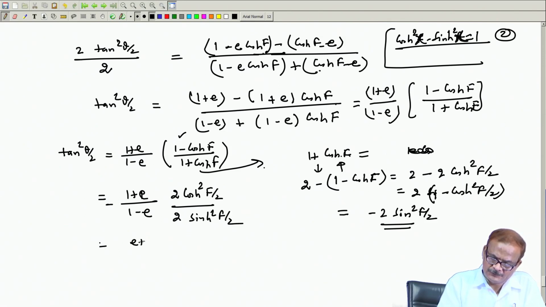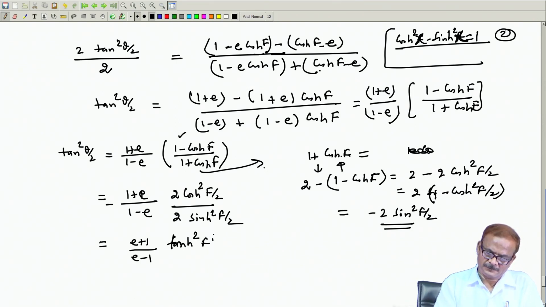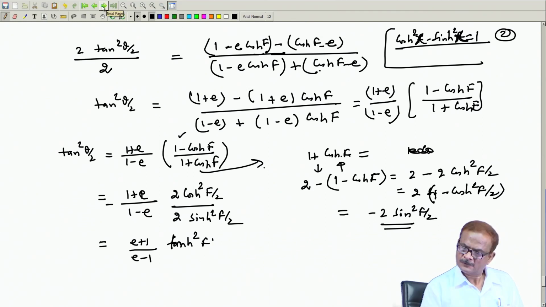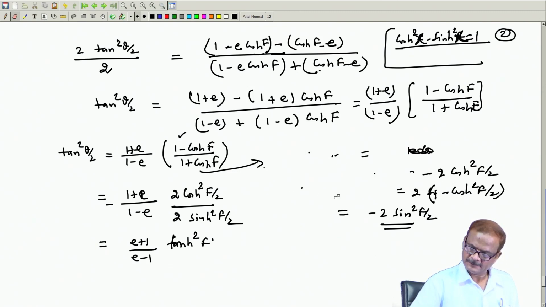So, this gets reduced to e plus 1 divided by e minus 1 tan hyperbolic square of f by 2. This part we need to correct here also. This should come in the format. Here we have done one mistake.